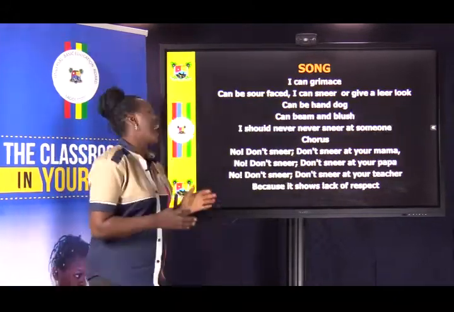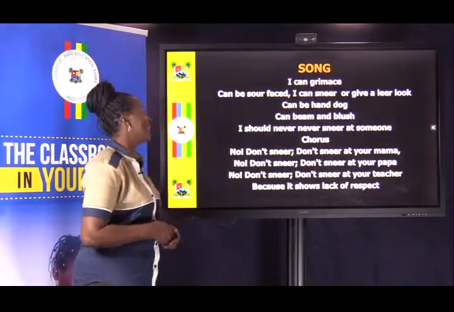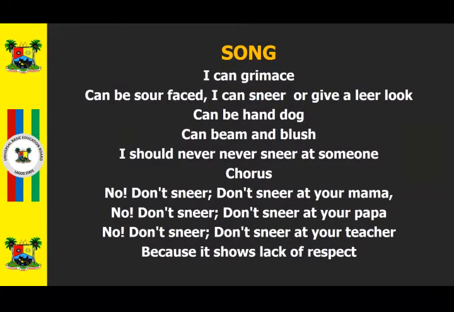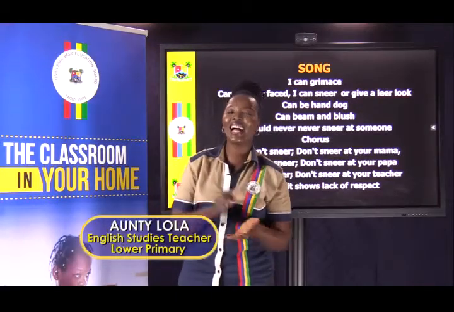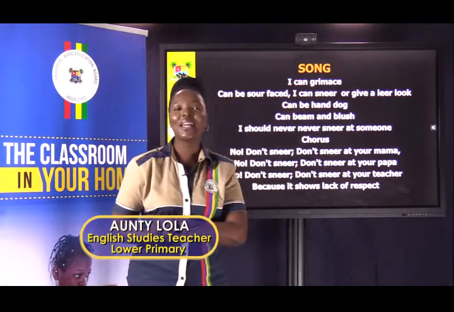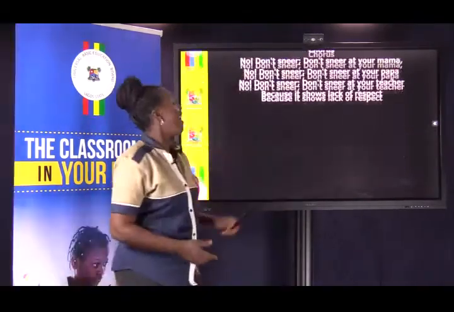1, 2, go. I can grimace, I can be surfaced, I can snare. I give a little look, I can be man blush. I should never snare at someone, no, don't snare. Don't snare at your mama, don't snare at your papa. Don't snare at your teacher, because it shows a lack of respect. No, don't snare. And be a good boy, be a good girl.